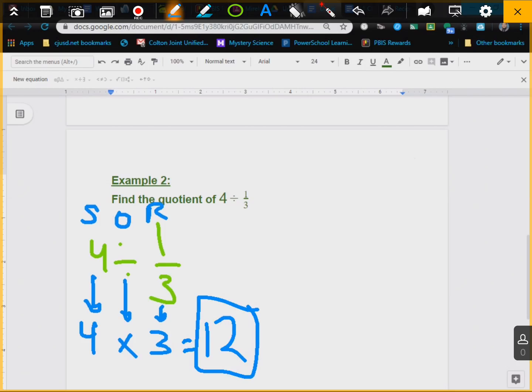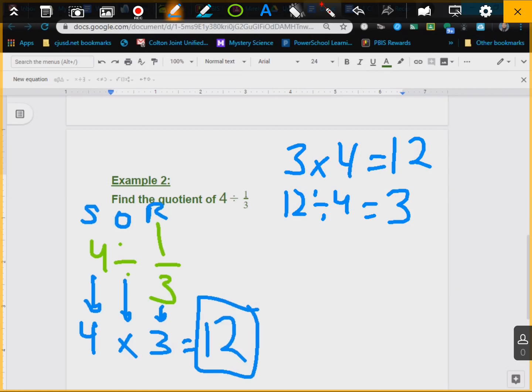So you might have figured out by now, you're not really dividing fractions. You're only multiplying them. You're only multiplying the first number by the reciprocal of the second, which is the same as dividing. We know that 3 times 4 is 12 is the same as 12 divided by 4 equals 3. You're using the same numbers. So that's really all dividing fractions is. If you know how to multiply fractions, you already know how to divide fractions.